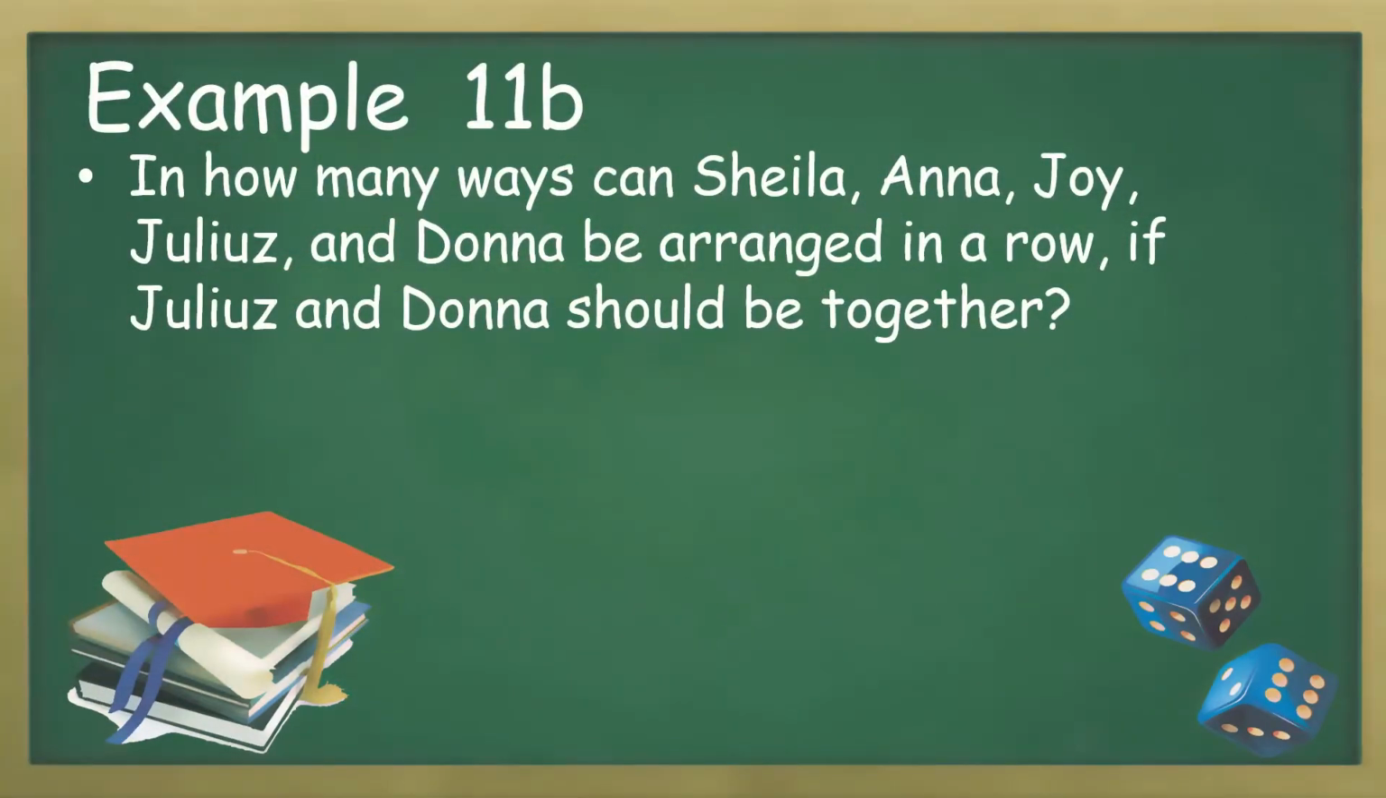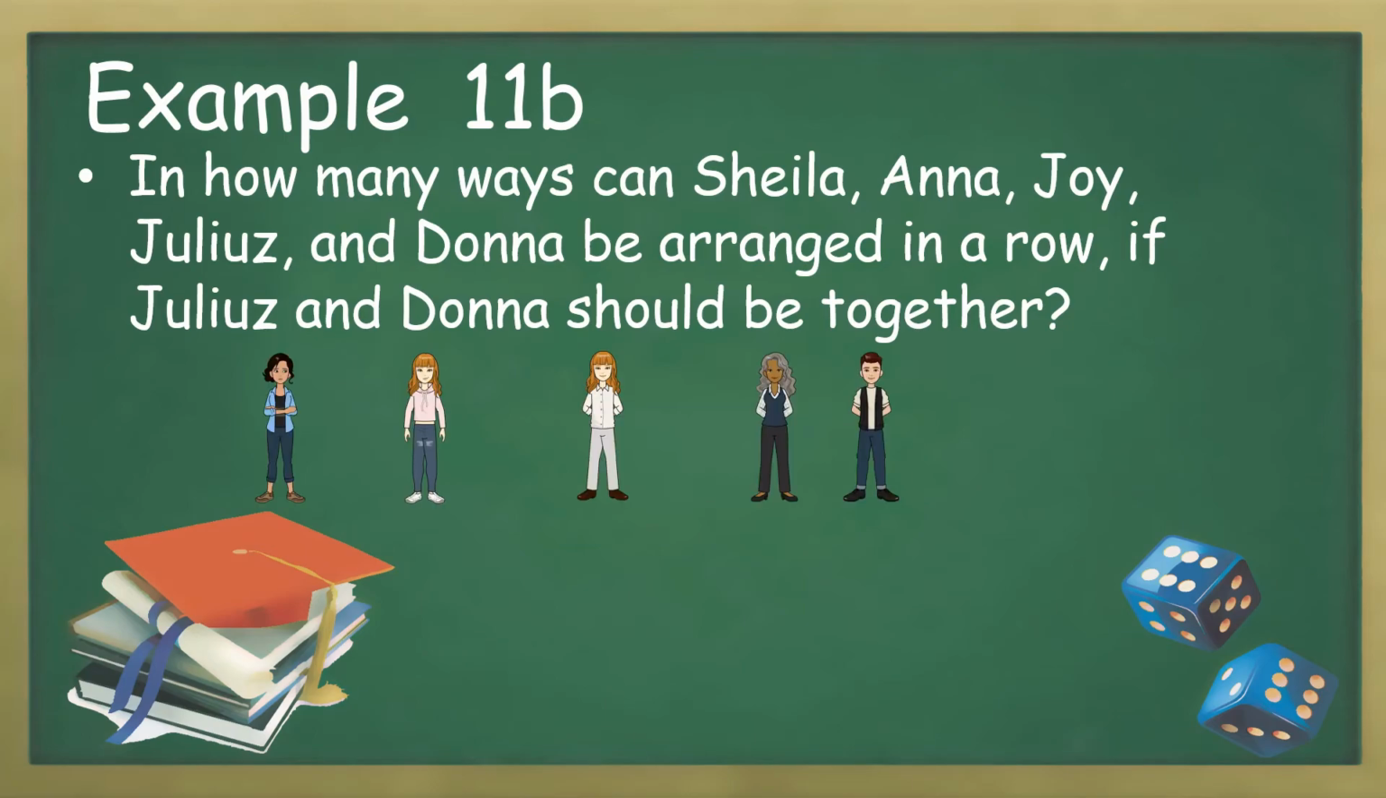Okay, so let's have another one, but this is almost the same problem with a given condition. How many ways can Sheila, Anna, Joy, Julius, and Donna be arranged in a row if Julius and Donna should be together? So this is almost the same as the previous one, except that this time there's a condition that Julius and Donna should be together. So let's say you have here Sheila, Anna, Joy, Julius, and Donna.